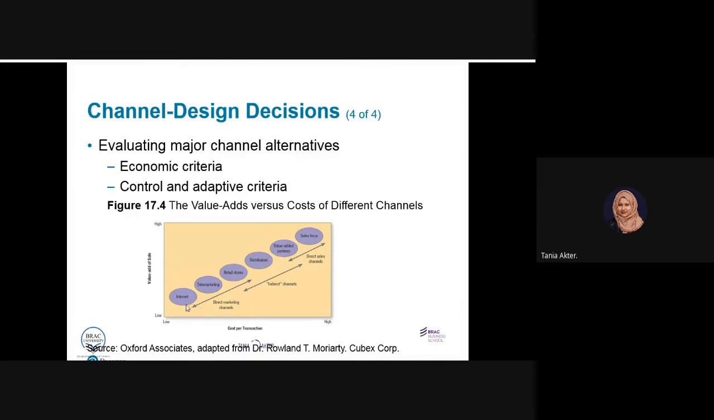As you can see, internet is a direct marketing channel. As you move ahead to direct sales channels, the cost is increasing. So this economic criteria is something which you need to consider as a producer to decide on the channel numbers.